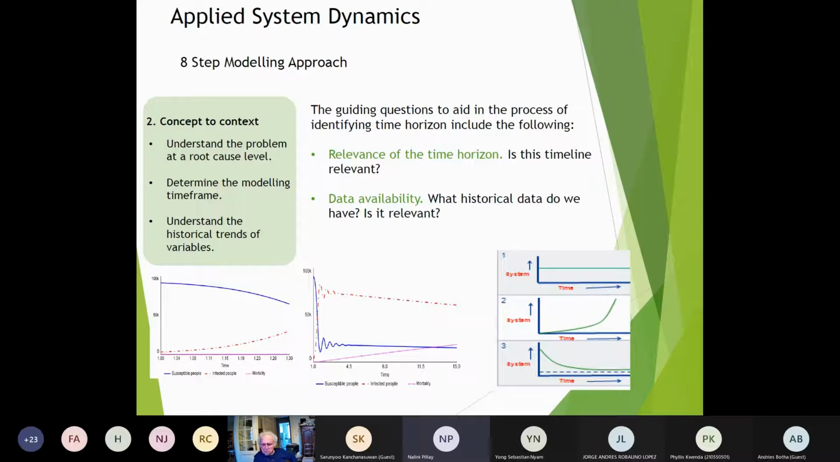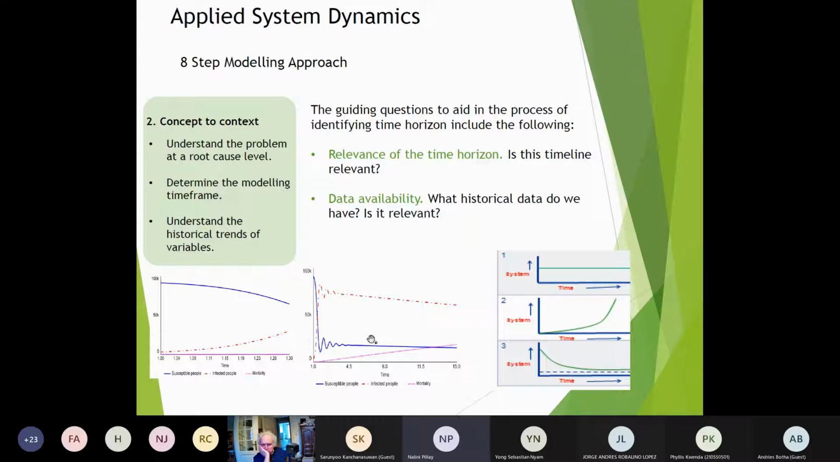So in order for the customer to contextualize the project requirements, we ask them some guiding questions. Some of those include the relevance of the time horizon to the problem at hand. Is this time horizon relevant? Do you want to model 1.3 units in time, or do you want to model 15 units in time? Which one is more relevant?